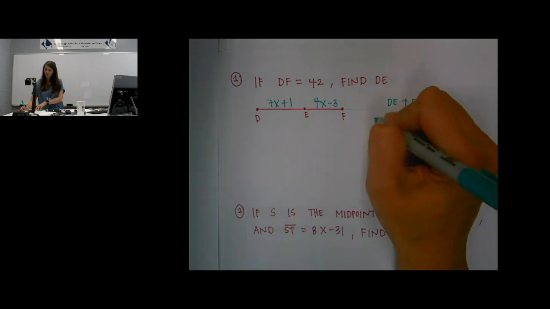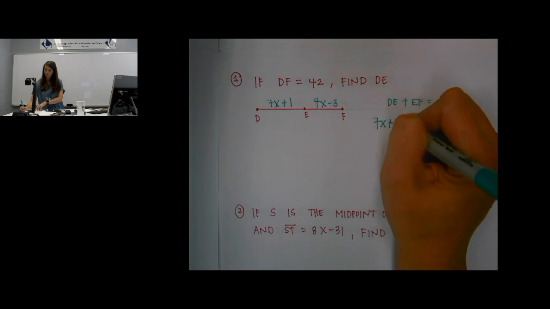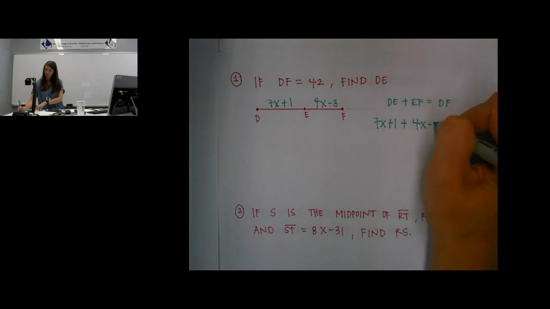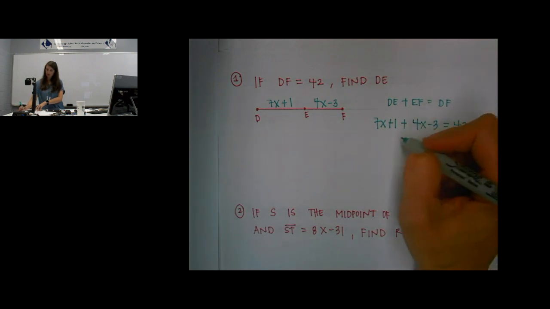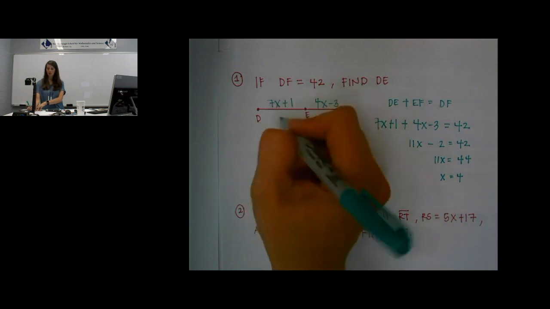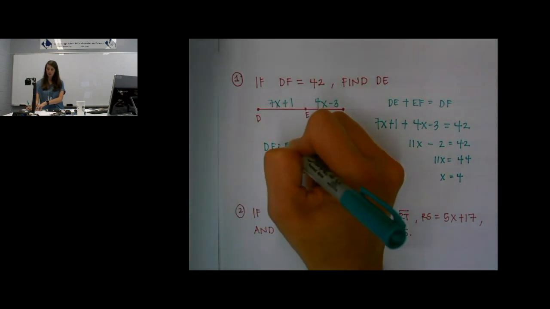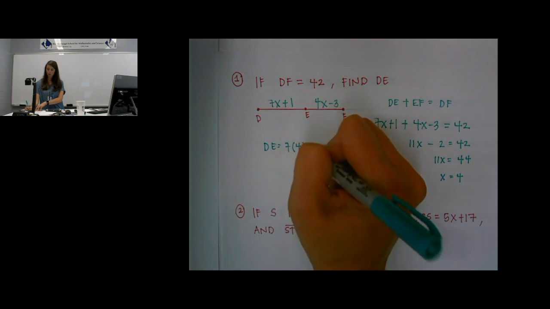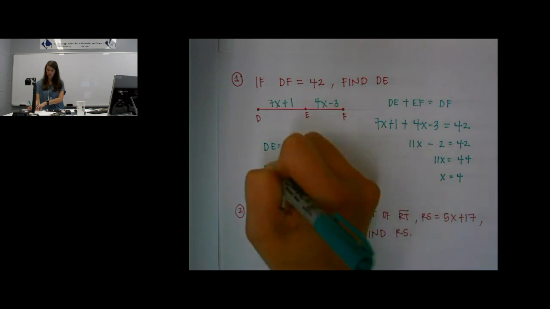So here we'll have 7x plus a 1 plus 4x minus a 3 is going to be equal to a 42. Okay, combine, so 7x plus a 4x is going to be an 11x minus a 2 is equal to 42. Add your 2, so you're going to have 11x equals a 44. So x is going to be equal to 4. That's not what it asked for, it asked for DE. So now DE here is going to be 7 times 4 plus a 1, so that's going to be 29.